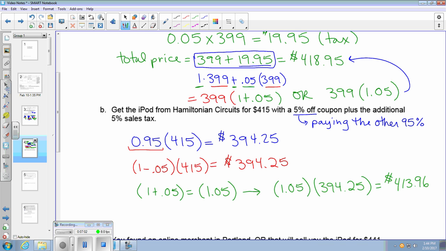And if you want to know how much there was for tax and not just what the final price is, remember that you can take 0.05 times 394.25. This is another way around the problem. And you'll get, let's see, our tax would be 19.71. And grab a calculator, don't just take it from me, but double check these numbers. Okay. And so far, it looks like this is a little bit better deal than part A.